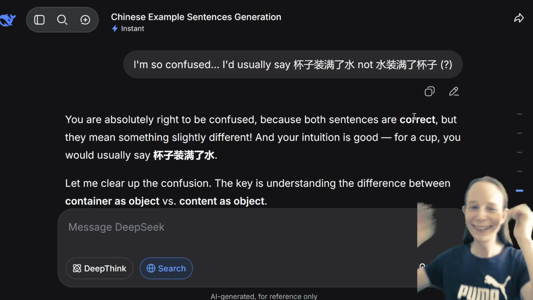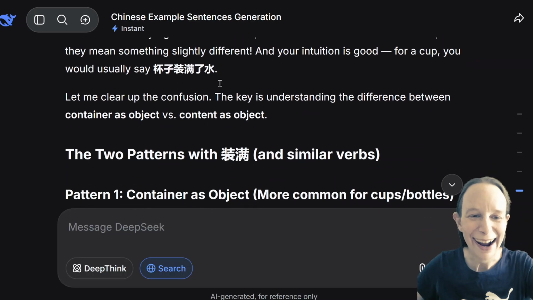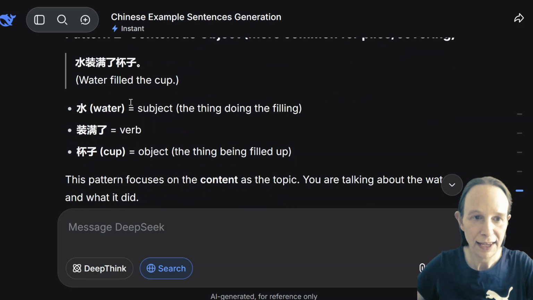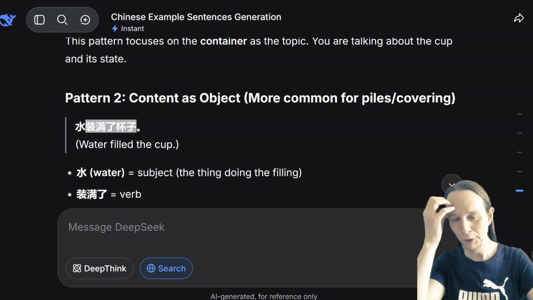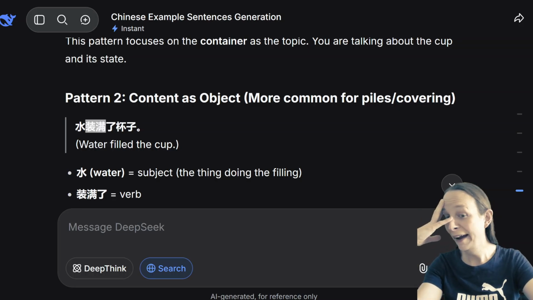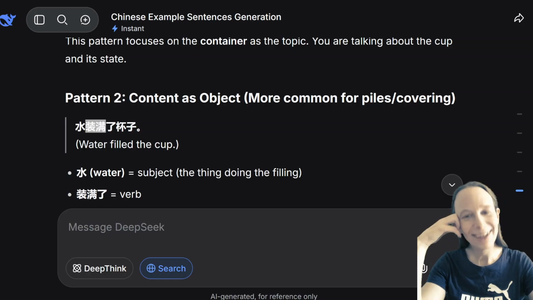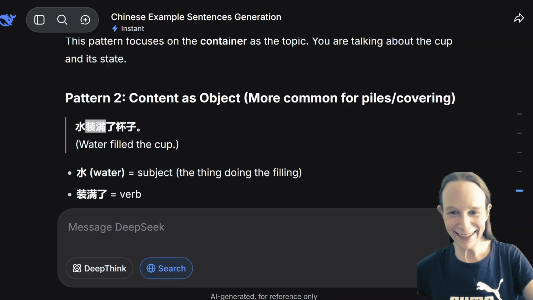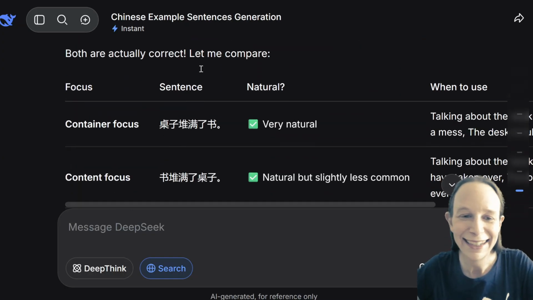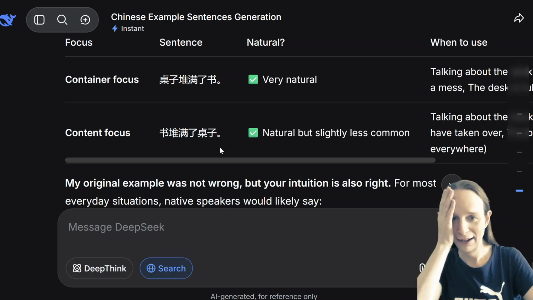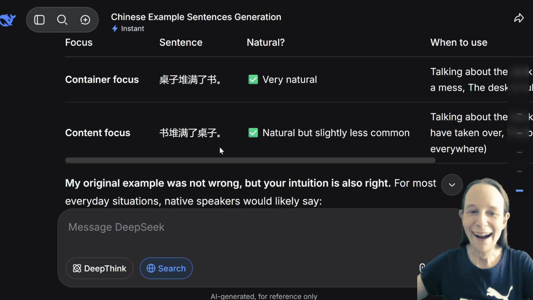Both sentences are correct. All right. 杯子装满了水: the cup is filled with water. And 水装满了杯子: water fills the cup. So, wow, that's just blowing my mind. I've been studying Chinese for so many years, and I thought I was good at grammar, and now what's going on here? Yeah, so 桌子堆满了书，书堆满了桌子. That's blowing my mind.